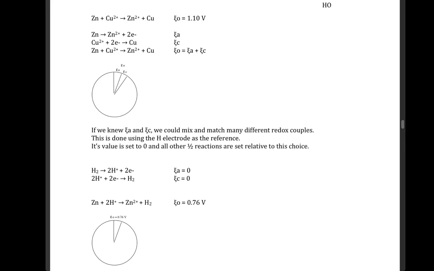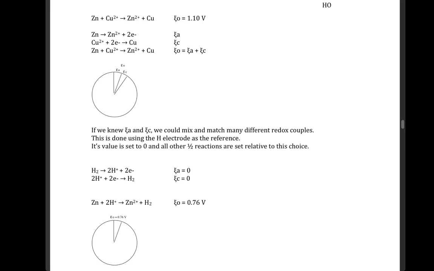The reaction occurring at the cathode is copper 2 plus plus 2 electrons forming copper. So we could symbolize each of these half reactions with a potential, E_A and E_C. Our overall reaction is zinc plus copper 2 plus forming zinc 2 plus and copper. So the overall potential would be the potential at the anode plus the potential at the cathode.